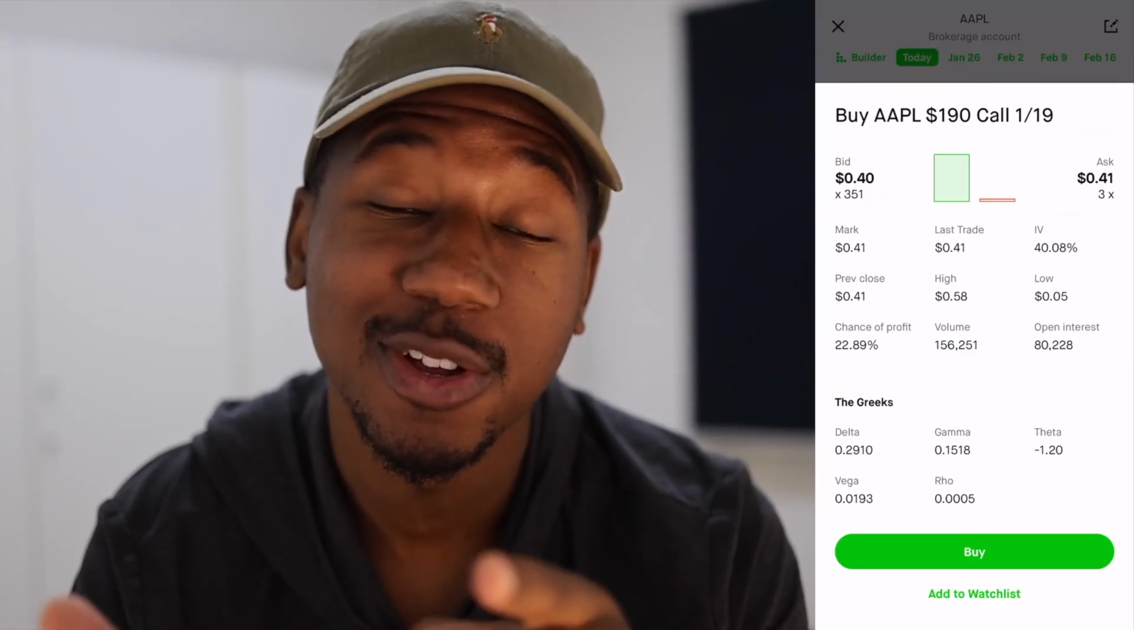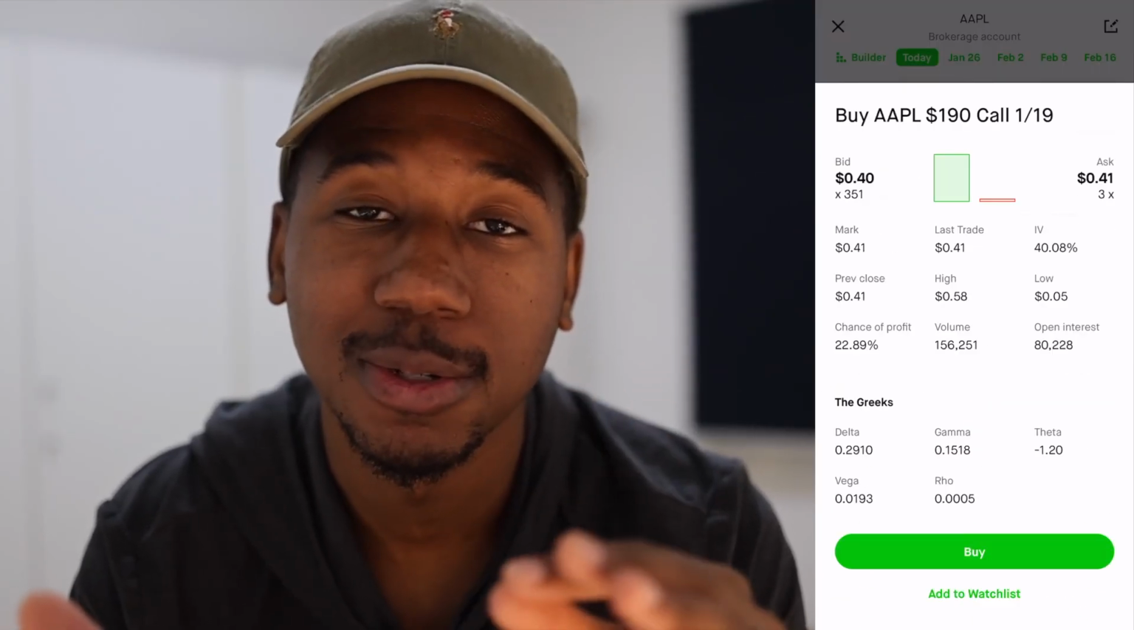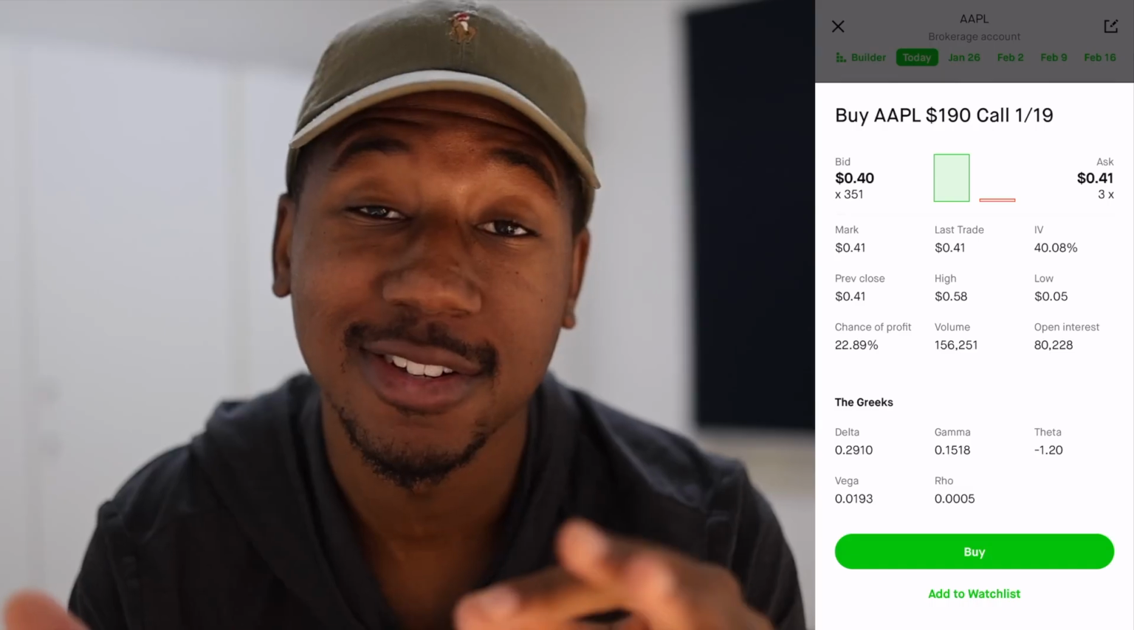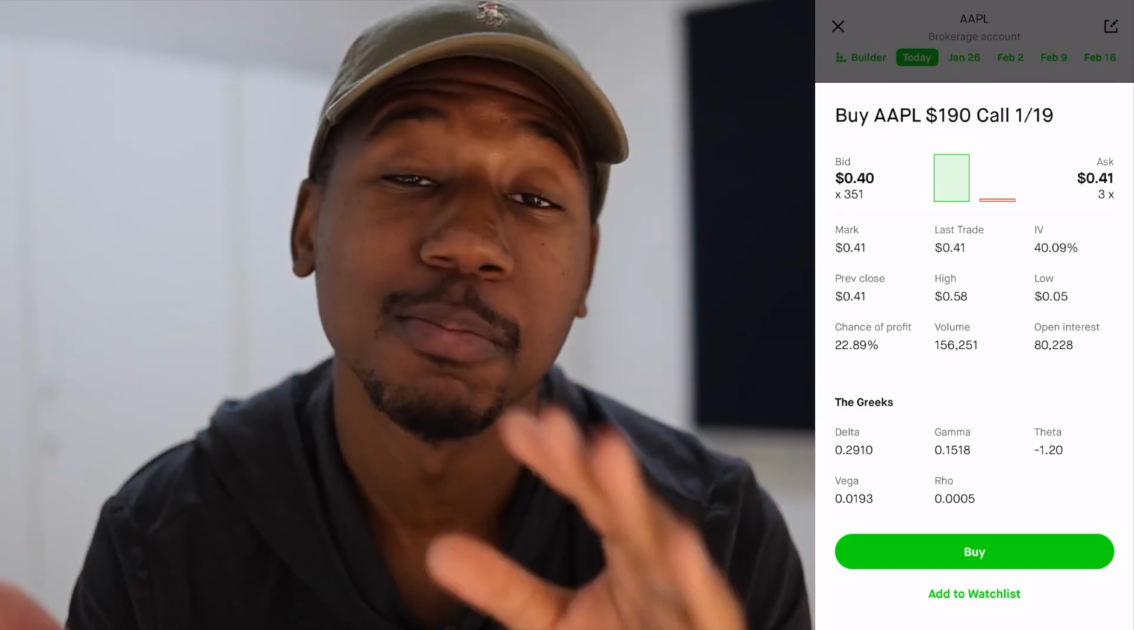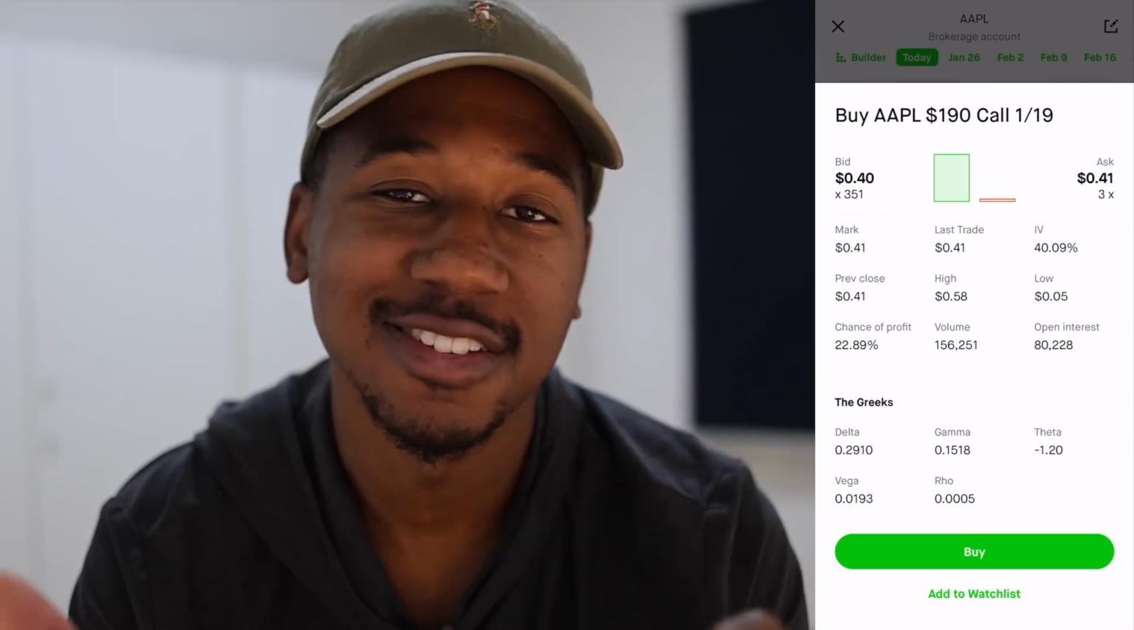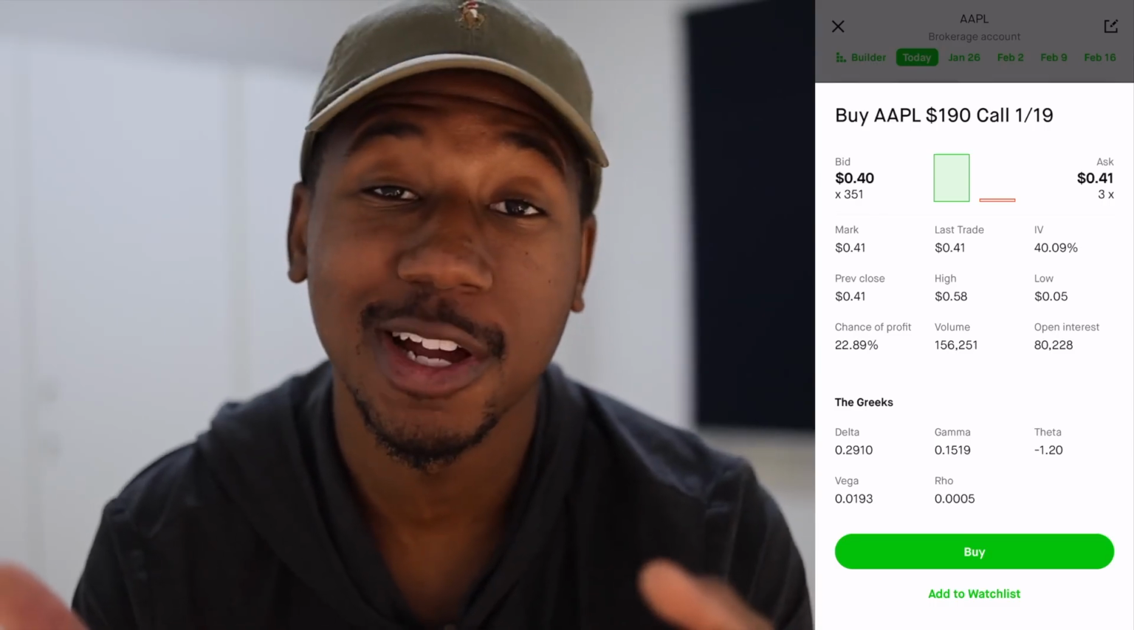Also, another quick fun fact, you don't have to hold it till expiration. It's actually best if you don't. Get in and get out with these contracts, but I am not a financial advisor and this is not financial advice. I'm just sharing what I know with you.